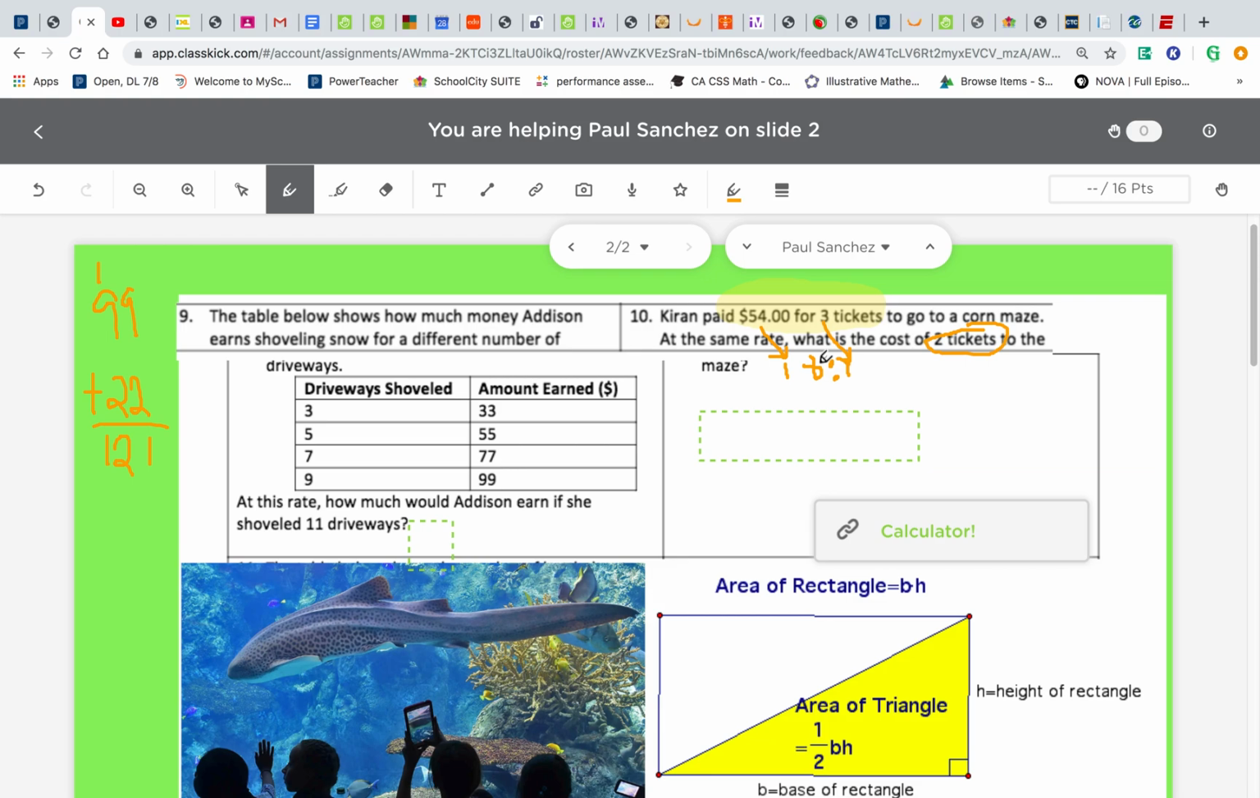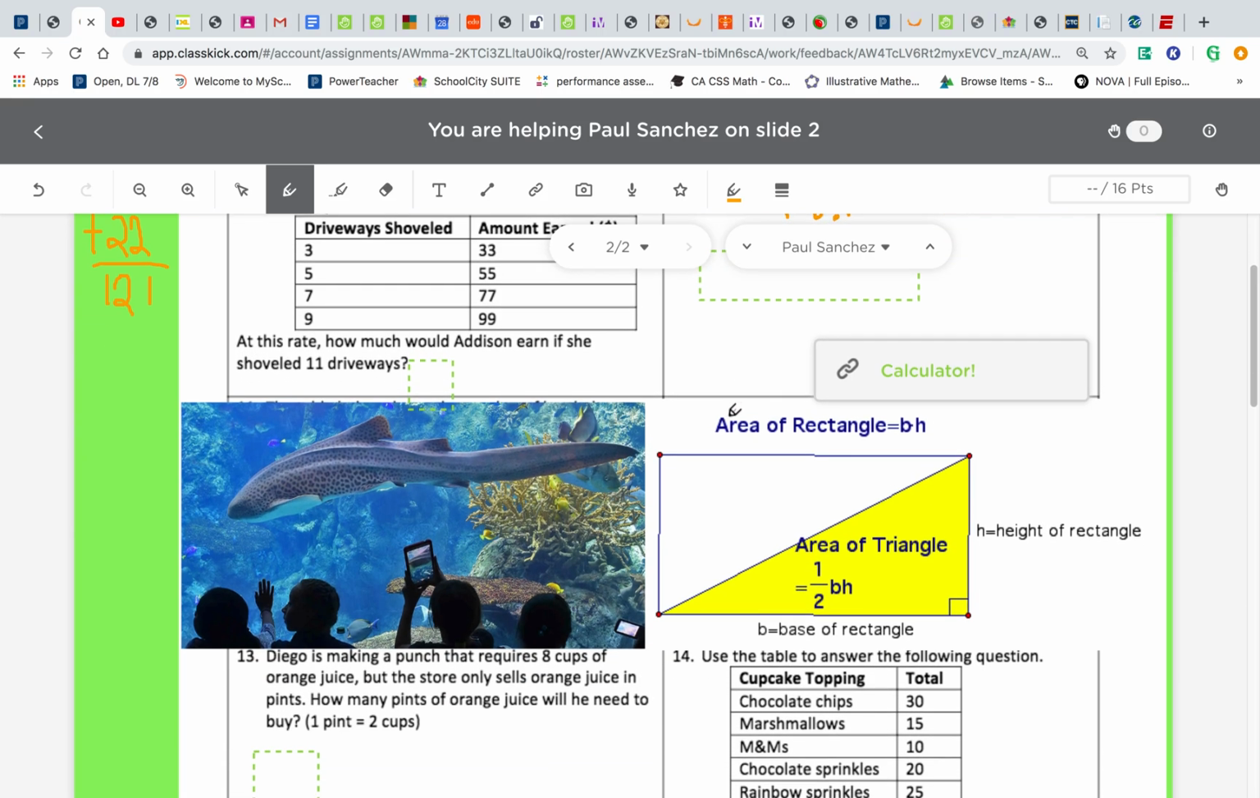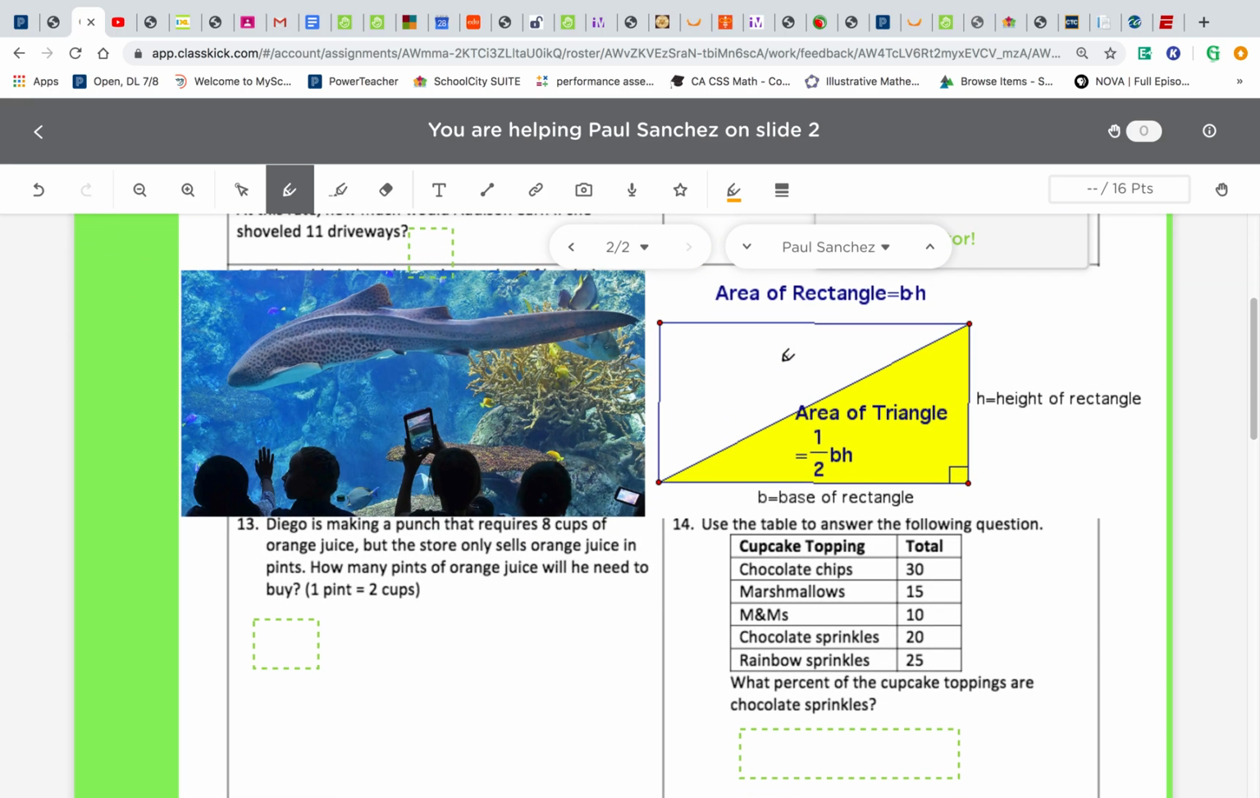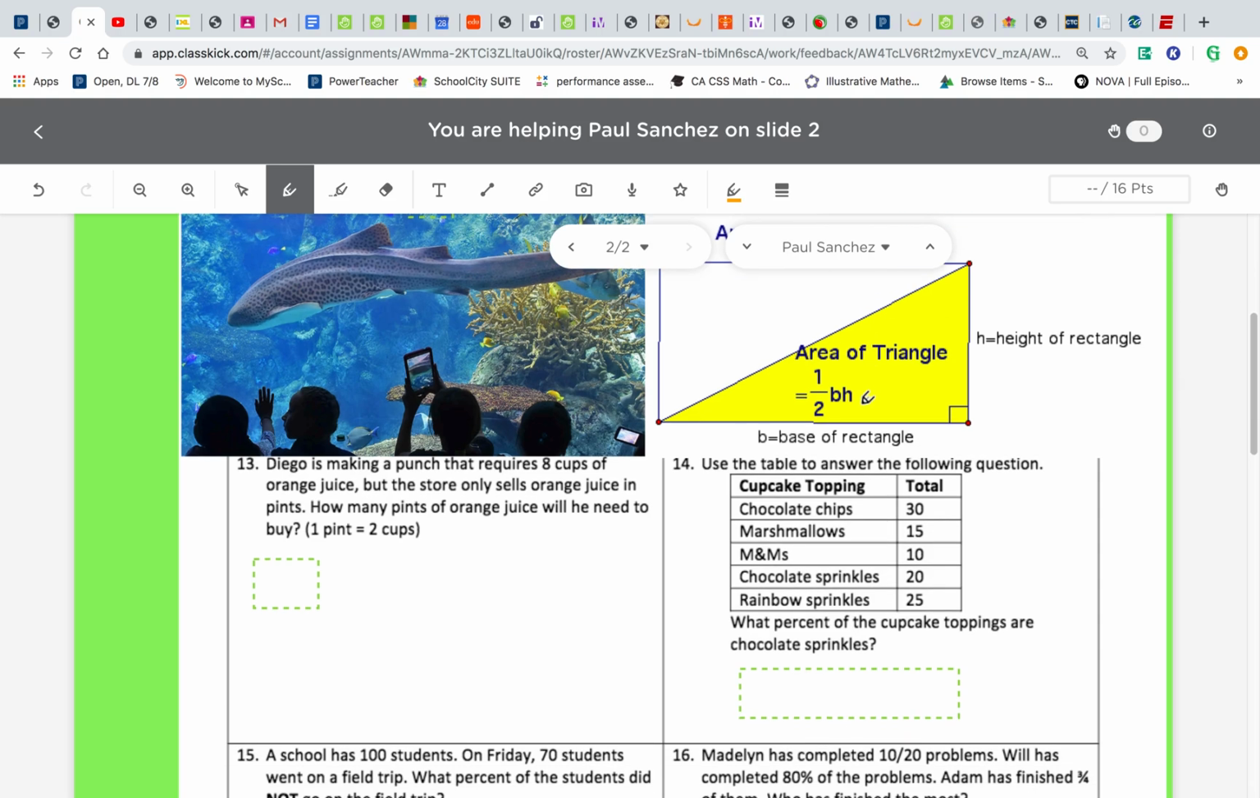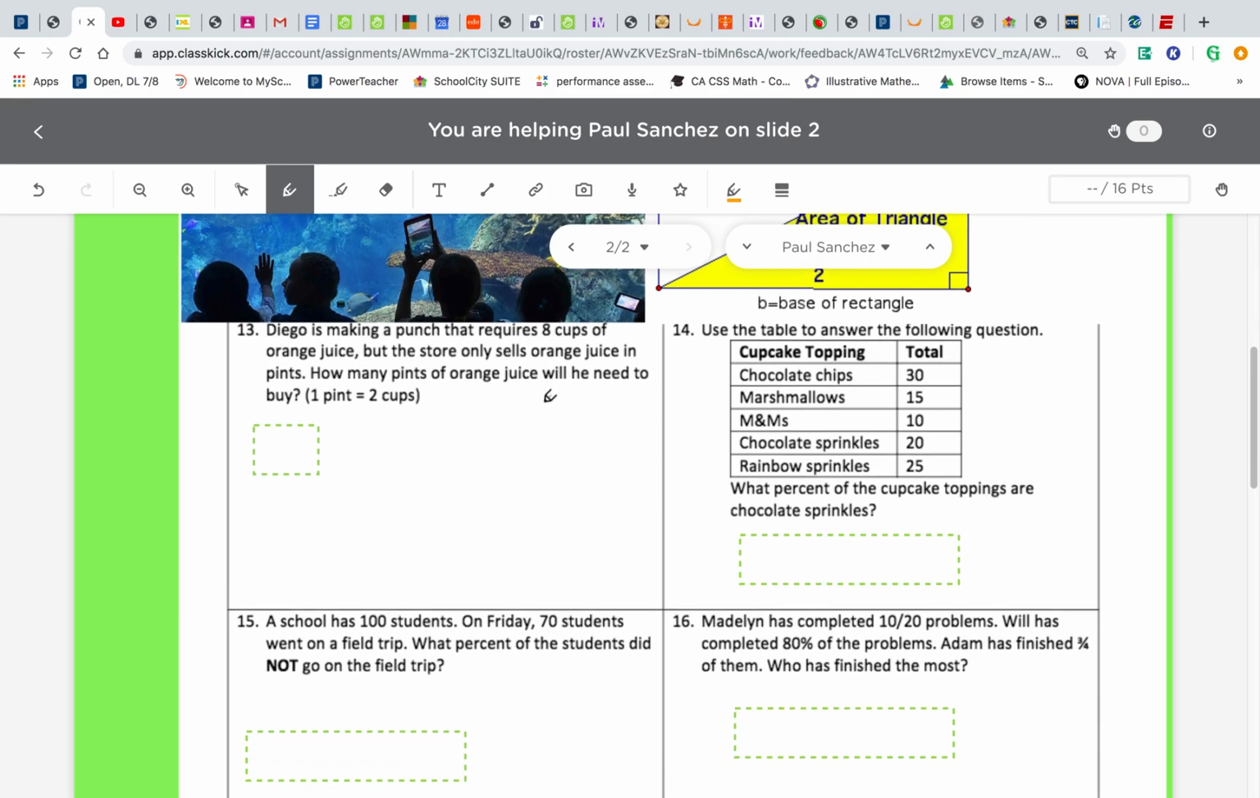All right. And so these little pictures here, I'm covering up some questions that I decided we didn't need. The area for a rectangle or triangle, you can see there. Hopefully you didn't forget. All right, number 13.